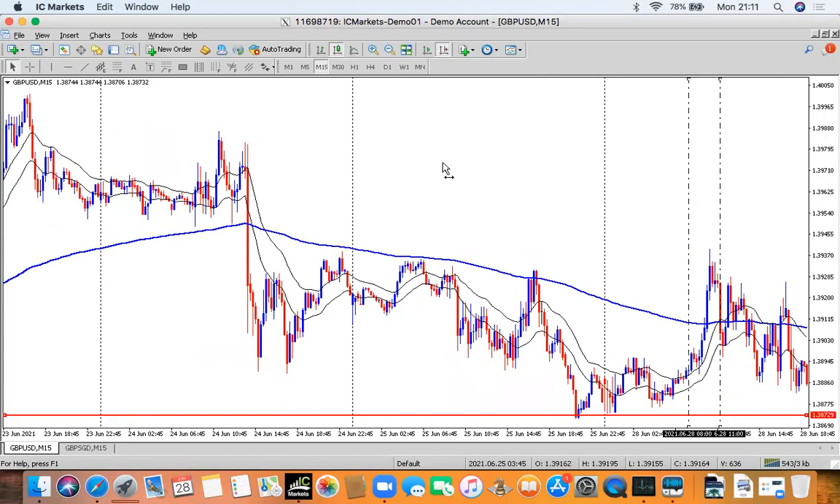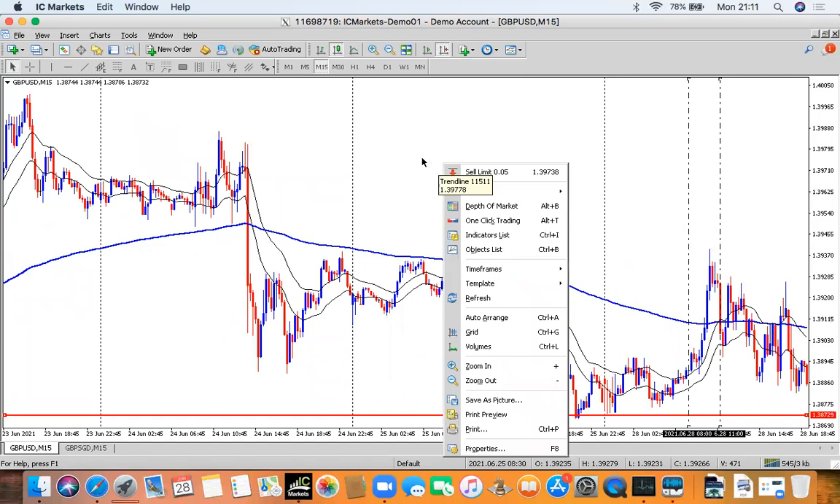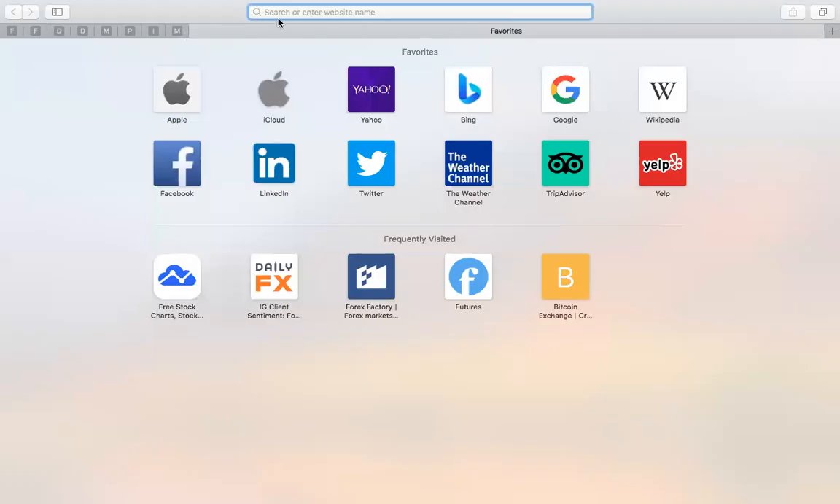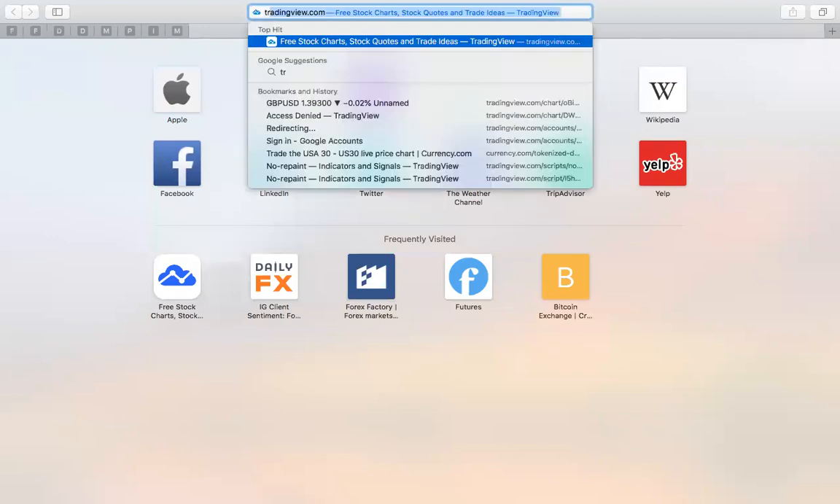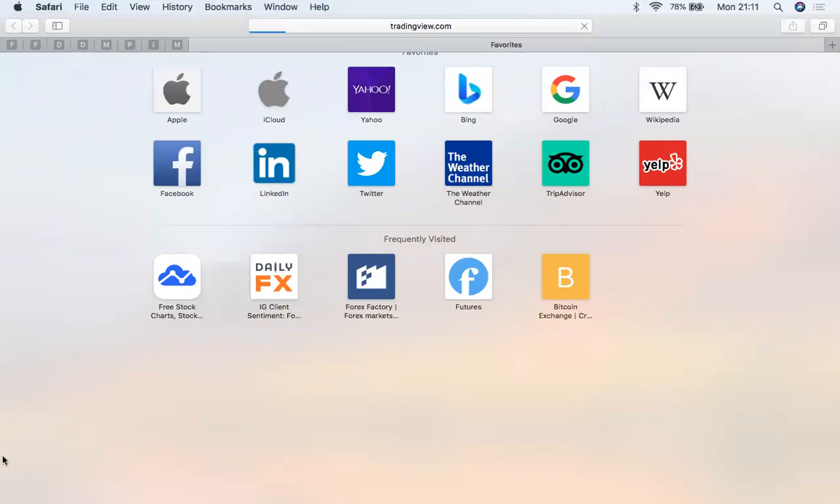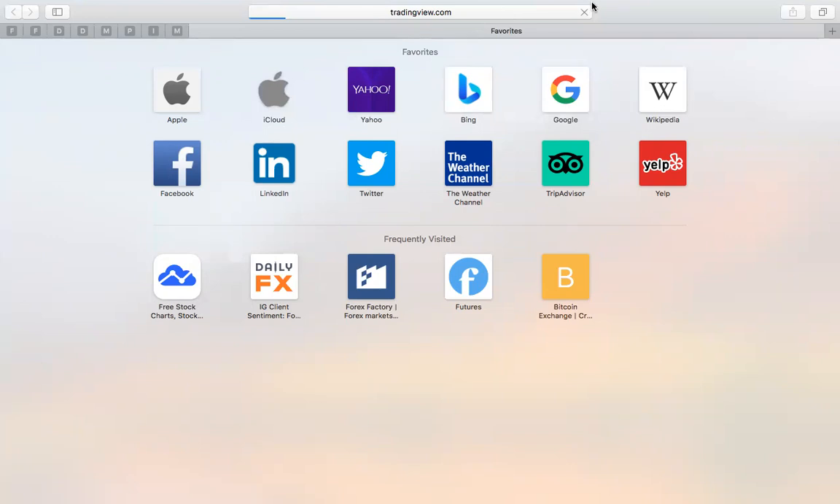I need this color to be black. Let me just use this. This green view. Let me show you guys something. We'll be right back.